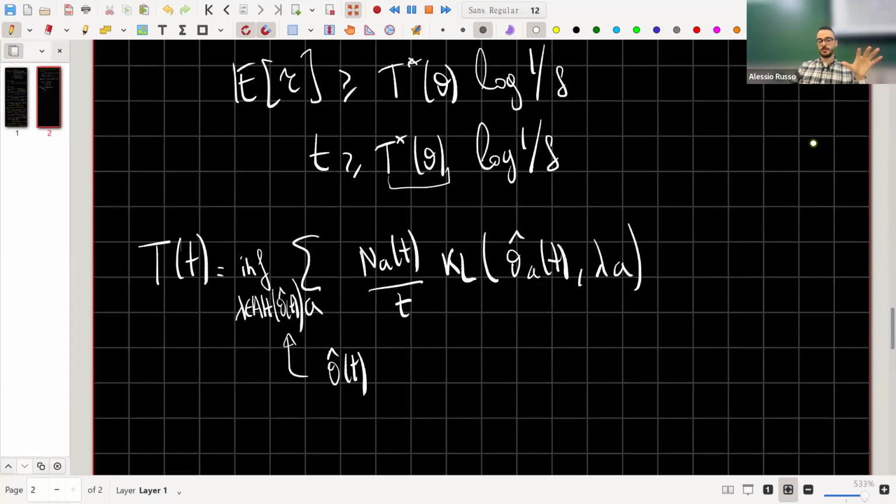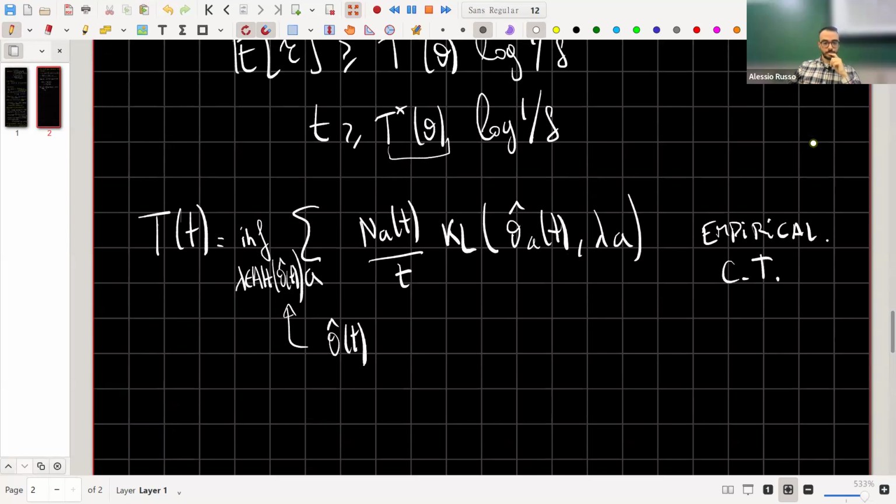So you can already see that because of continuity, asymptotically, this empirical characteristic time will converge to the true T star theta. So we call this the empirical characteristic time. Okay, so we can replace this T star theta with the empirical version. This is the starting point.